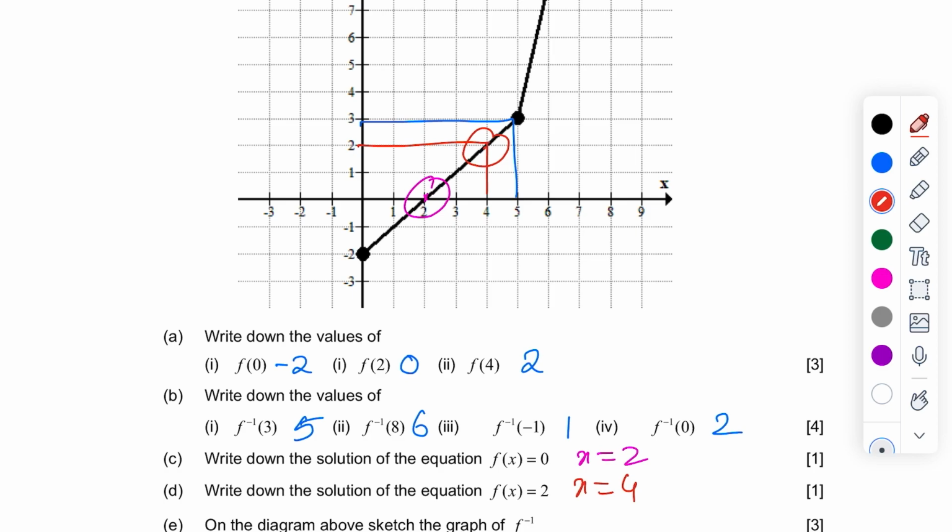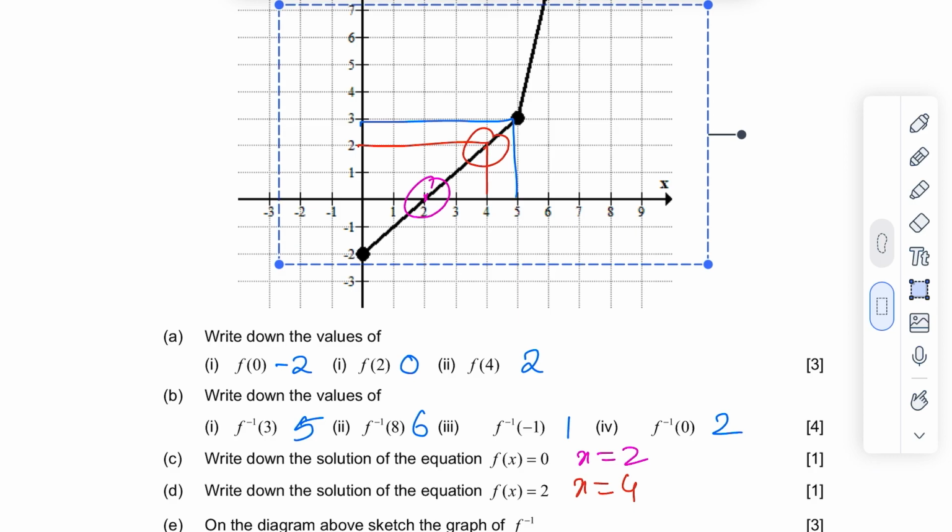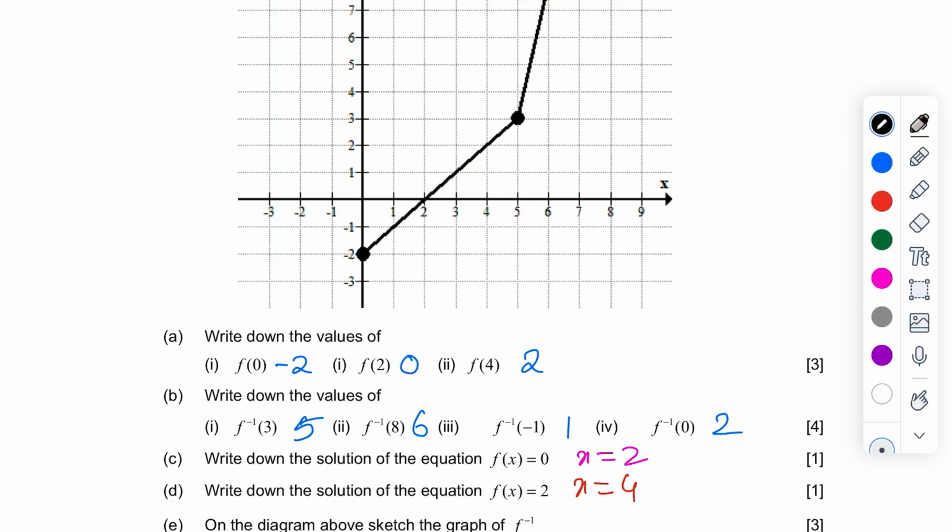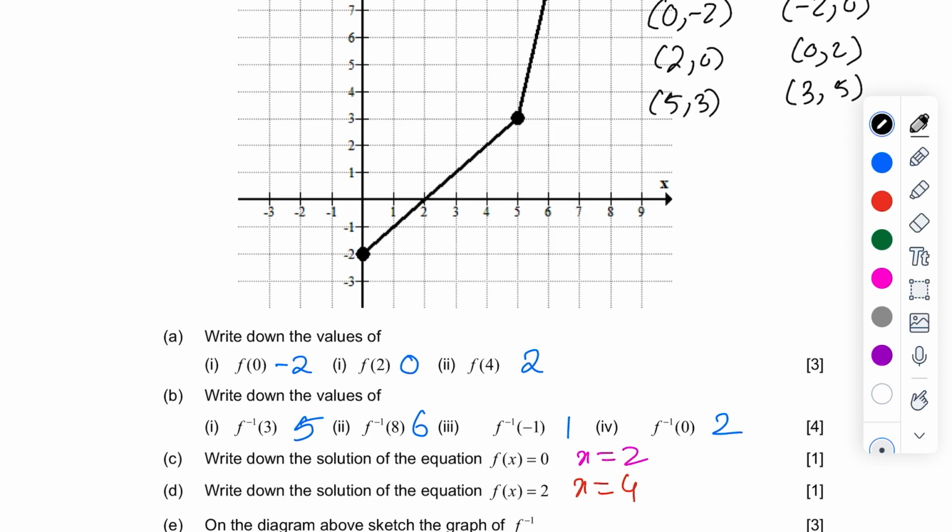Now sketch the graph of f inverse. So what should I be doing for sketching the graph of f inverse? Write all the points. First point was (0, negative 2). It becomes (negative 2, 0). Next point was (2, 0). It will become (0, 2). Next point is (5, 3). It becomes (3, 5). And the next point is (6, 8).